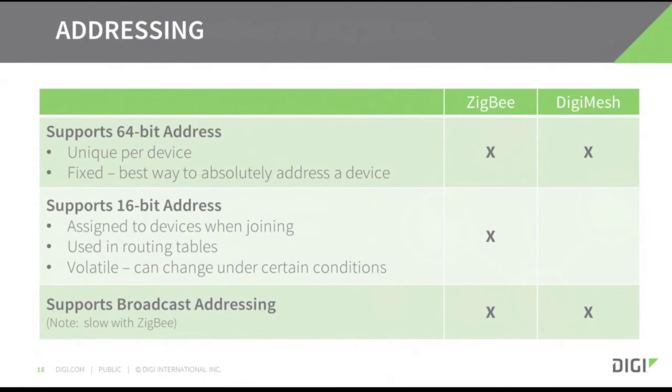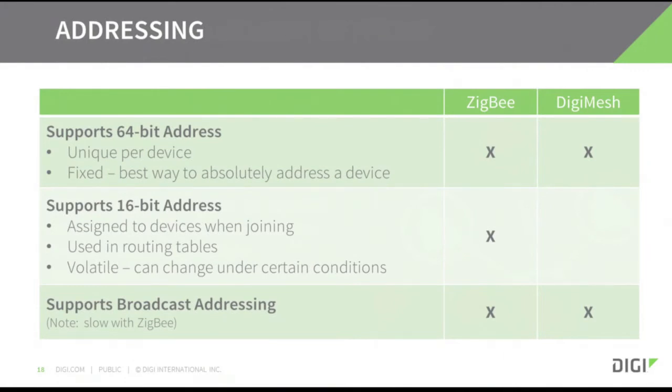So the way they're addressed, both DigiMesh and ZigBee support 64-bit addresses. These are factory set addresses, kind of like the MAC address of the module. So this is absolutely the best way to address a device because it never changes.